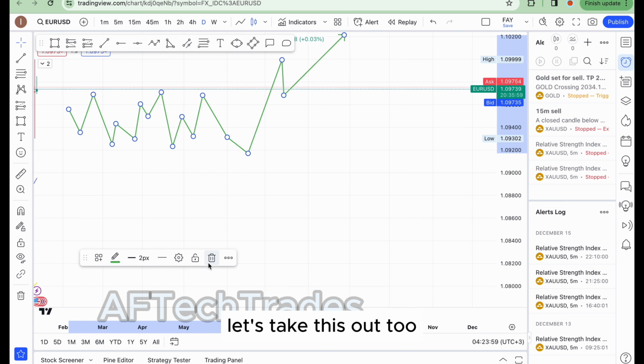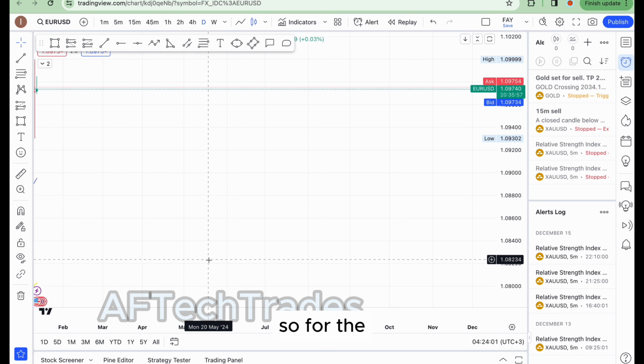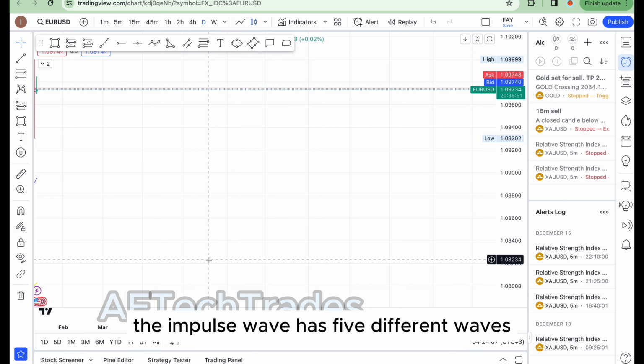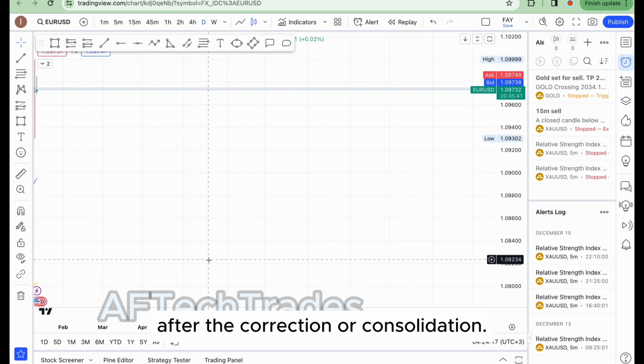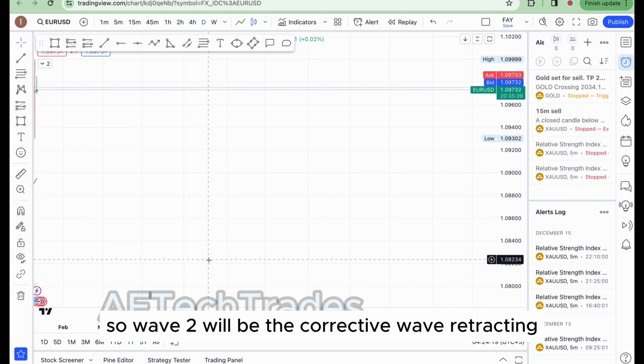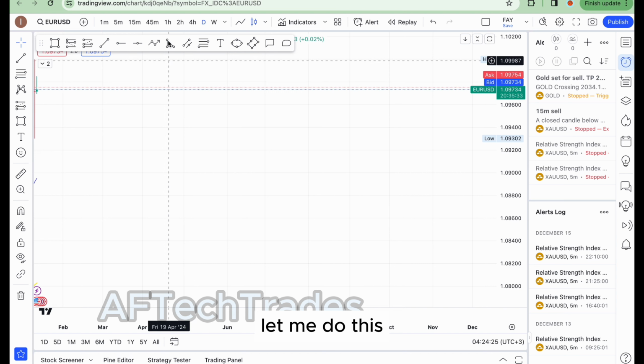Let's take this out too. So for the waves itself, as I said, the impulse wave has 5 different waves. Wave 1 will begin, and let me use an uptrend for example, after the correction or consolidation. So wave 2 will be the corrective wave retracting.